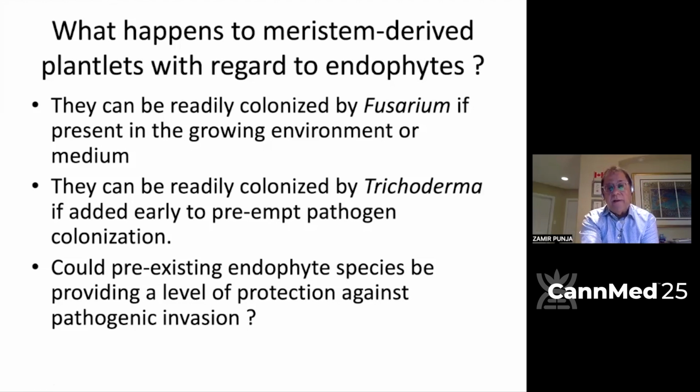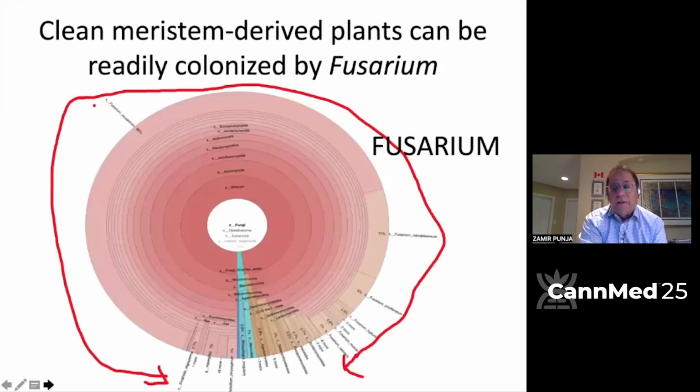So what we're thinking here is that when you eliminate the resident microbes in a cannabis plant, you're potentially exposing it to infection by a pathogen like Fusarium, or you're potentially allowing other beneficials to colonize and grow through the tissues. So let me show you the chronoplots that came from a tissue cultured plant that was exposed to Fusarium. You can see with the red outline that almost 90% of all of the DNA in that particular plant was Fusarium. It was actually colonizing to the extent that the plant actually died.